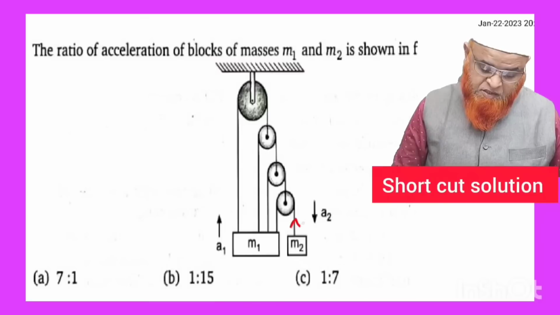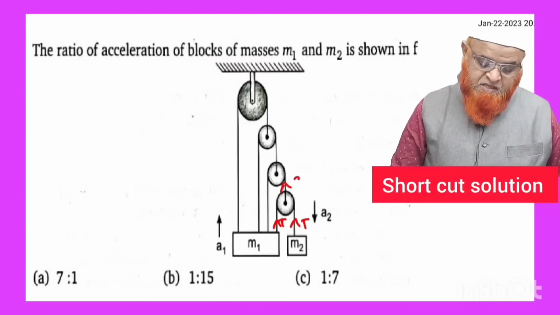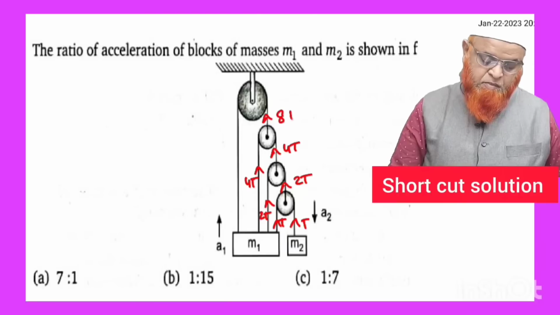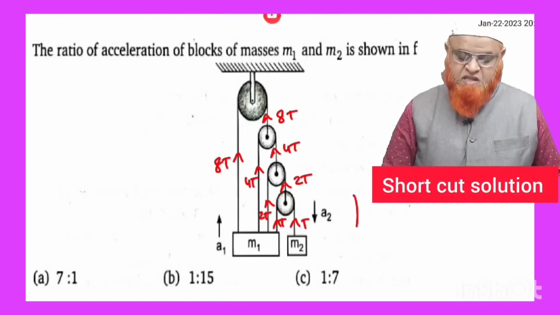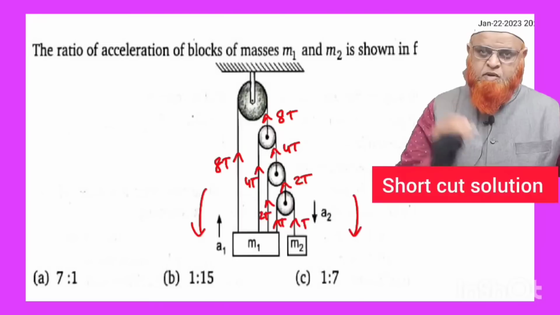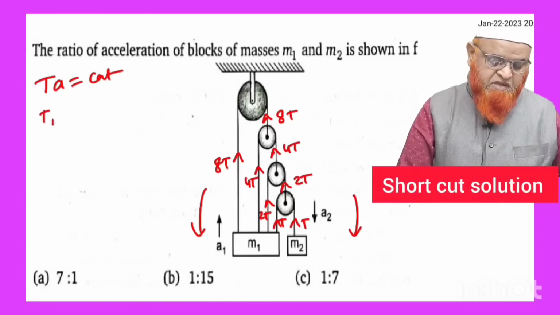So first of all, this is going to be tension T, and this is also going to be tension T. Okay, that means this is tension 2T, and this is also tension 2T. So 2T is going to be 4T, and this is going to be 4T. Then this is going to be 8T, and this is also going to be 8T. You just remember one thing, this is clockwise and this is anti-clockwise. You should remember one thing, that tension into acceleration is going to be constant. That means T1 A1 is going to be equal to T2 A2.